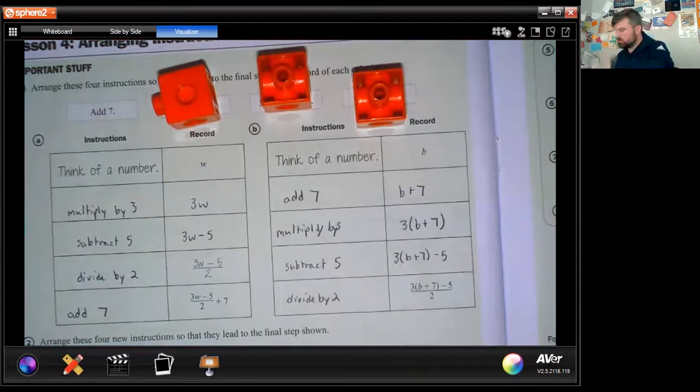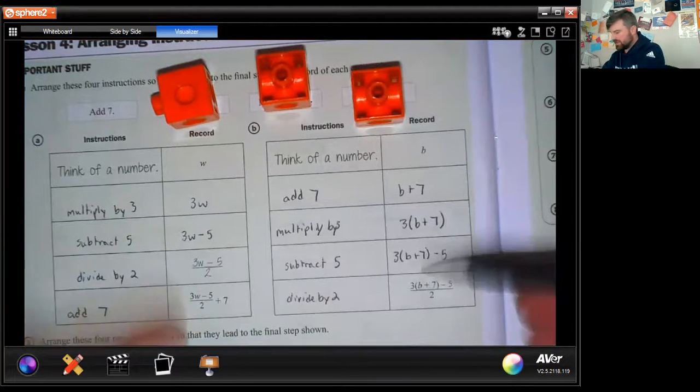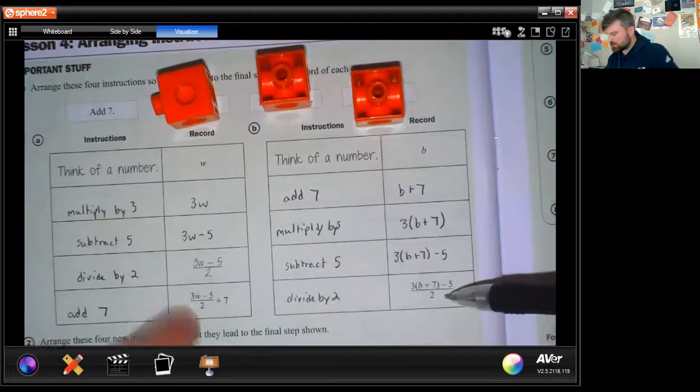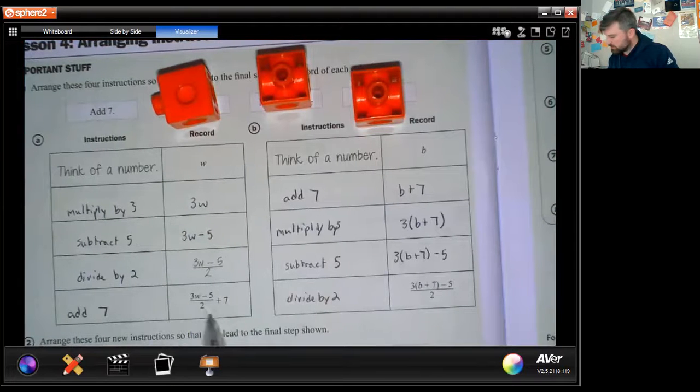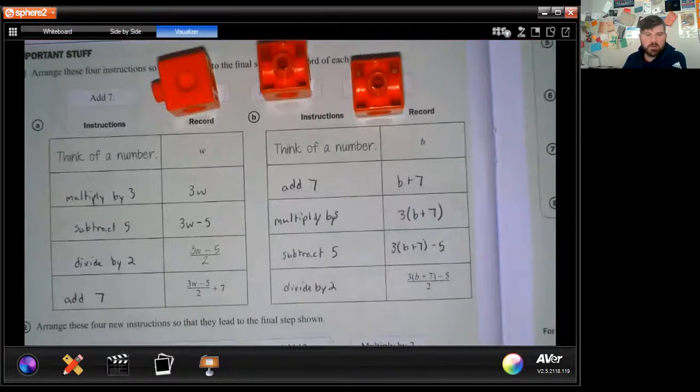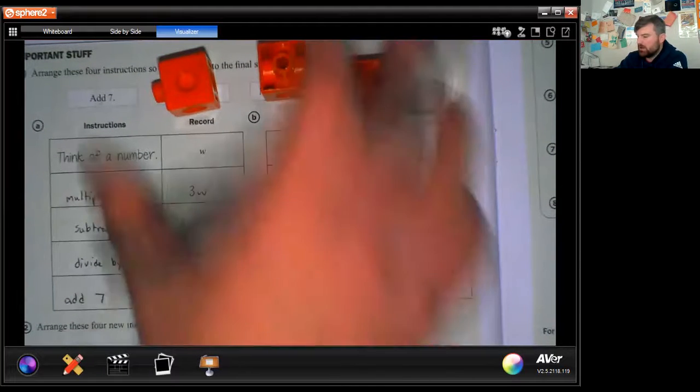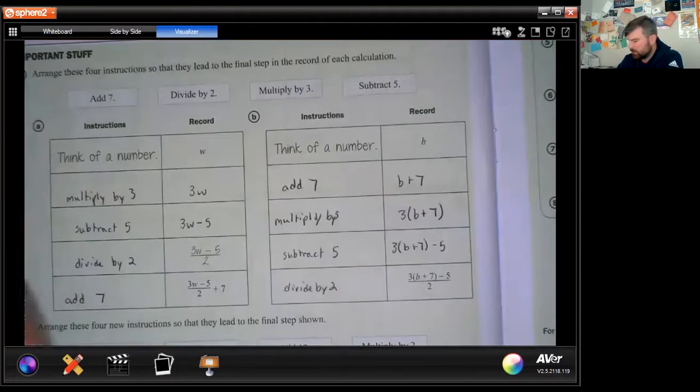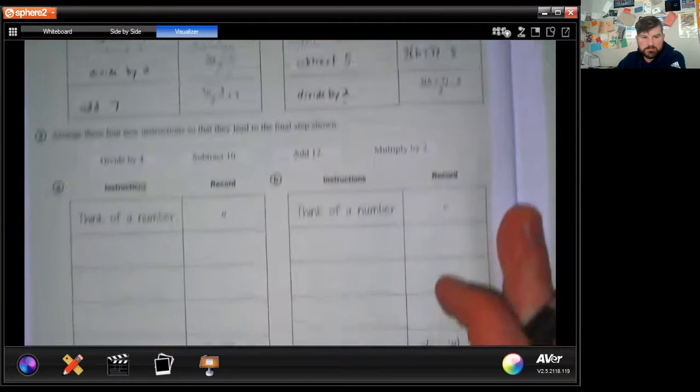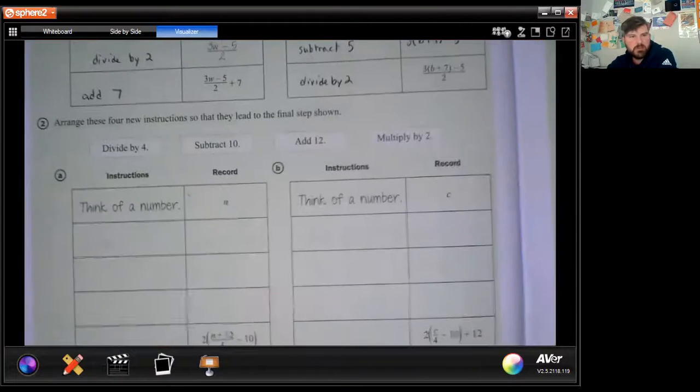So we can do different things to get different answers here. And notice how different they are. The location of all these numbers and the signs and the parentheses, all of that is very, very meaningful. So on number 2, we're doing the same kind of thing. Arrange these 4 new instructions so that they lead to the final step.